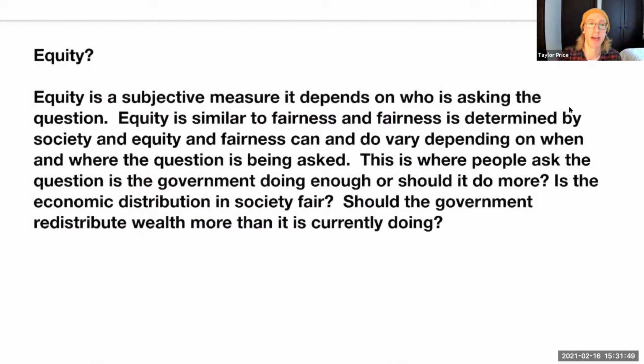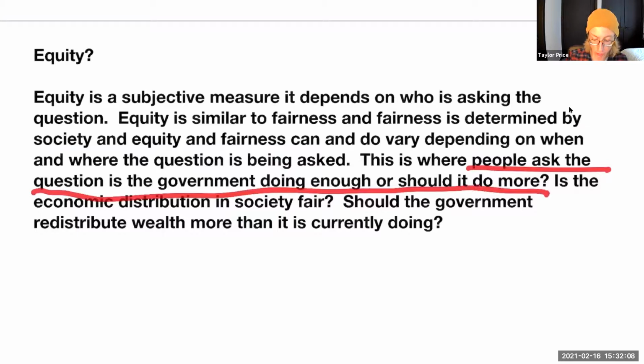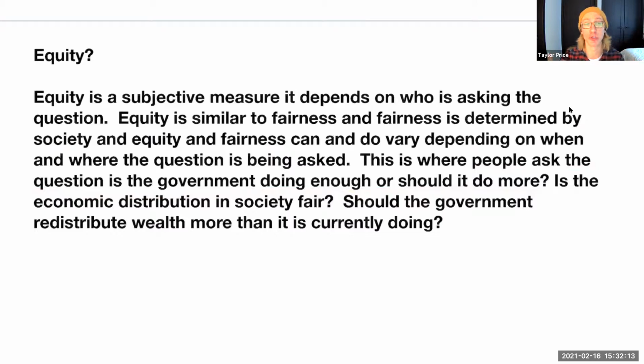And so, because there were a lot of questions actually on Top Hat about equity, I just wanted to put this little blurb in that the equity questions usually boil down to people asking the question, is the government doing enough or should it do more? Is the economic distribution in society fair? And should the government redistribute wealth more than it is currently doing? So these questions can't be definitively answered in the same way that efficiency questions can be answered.